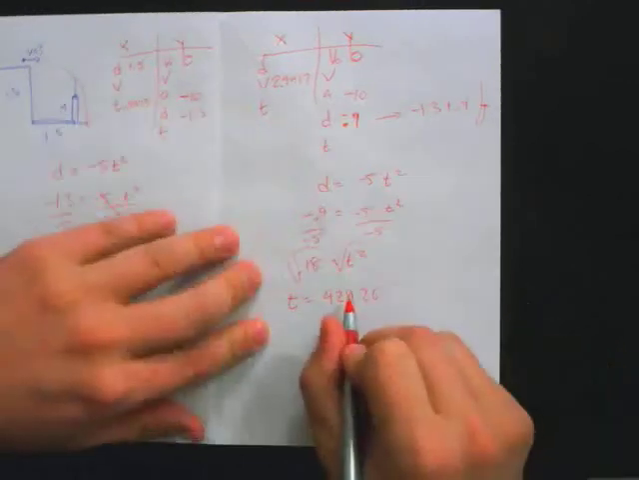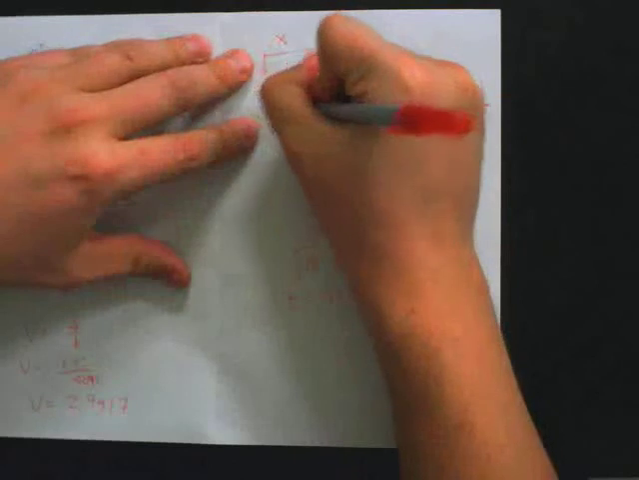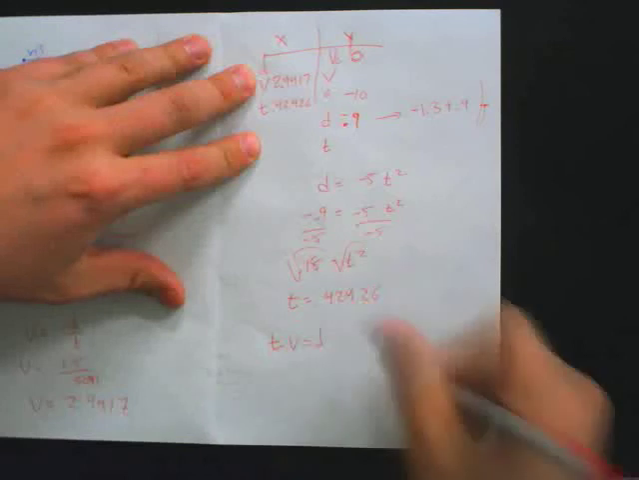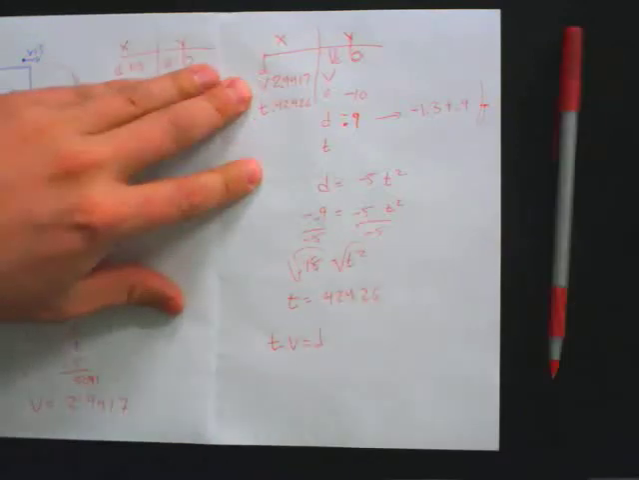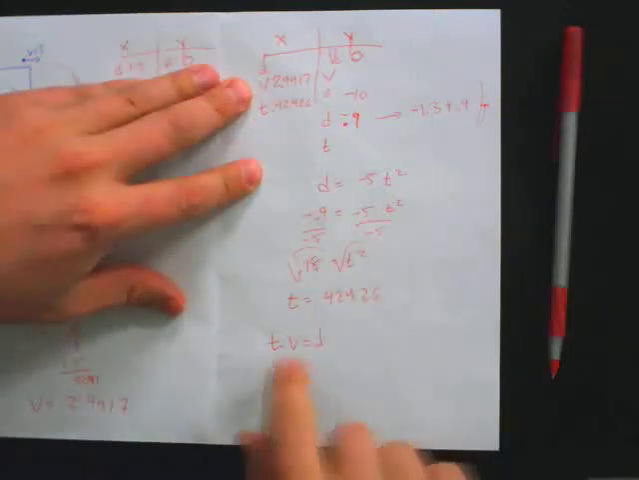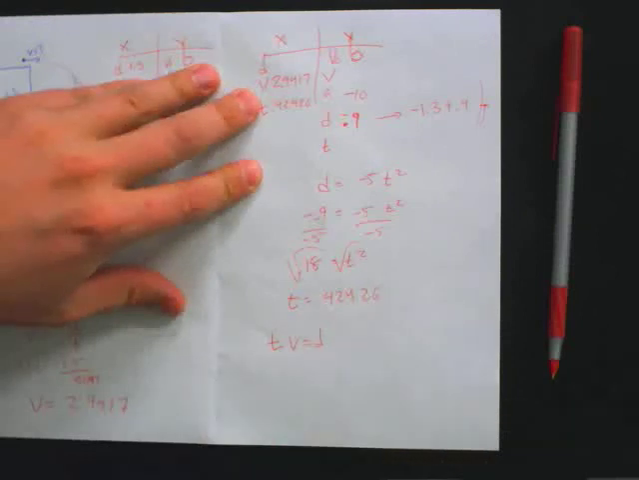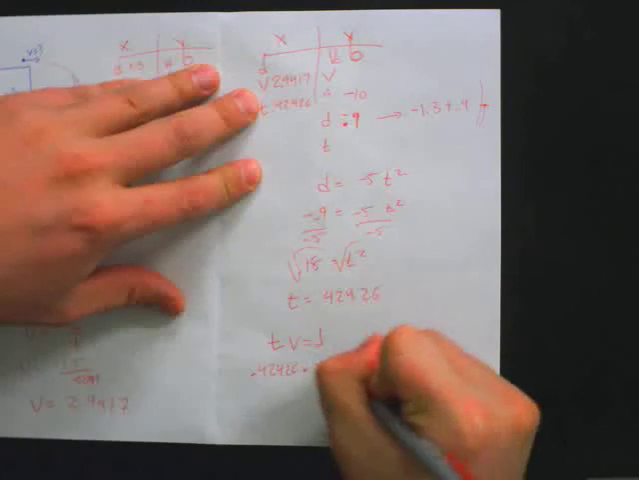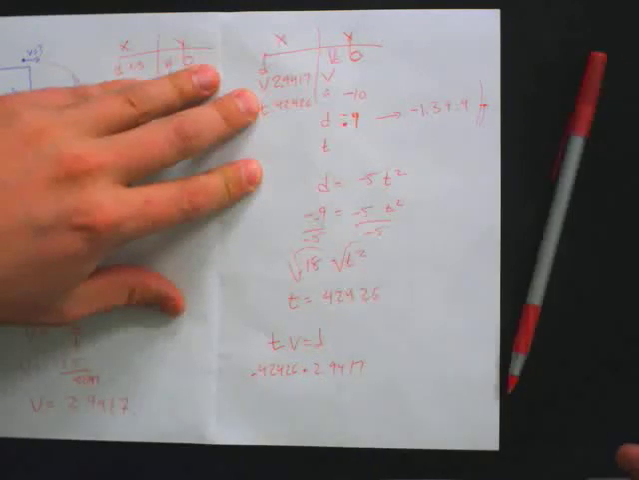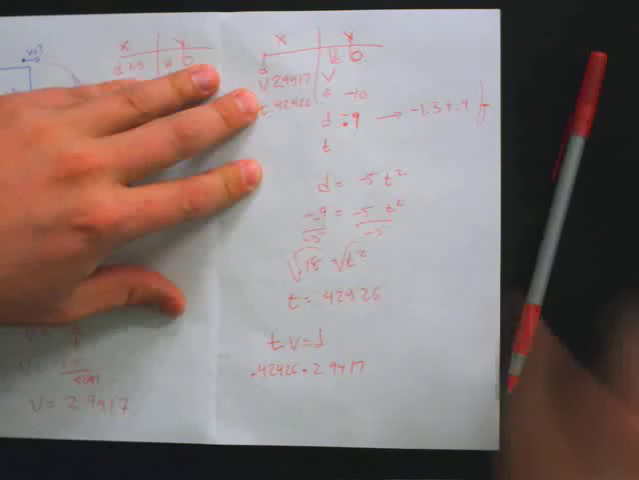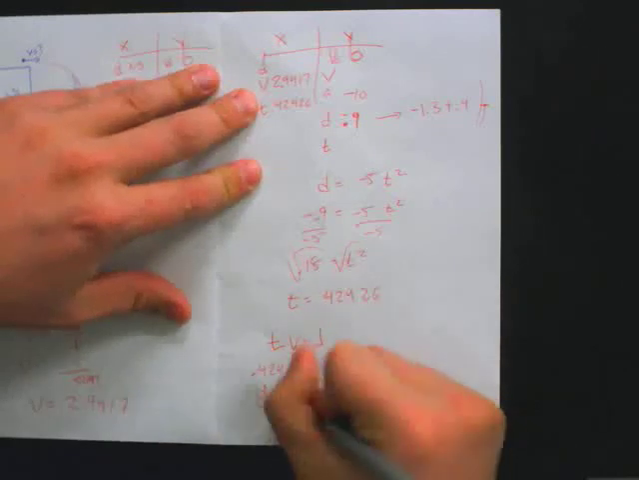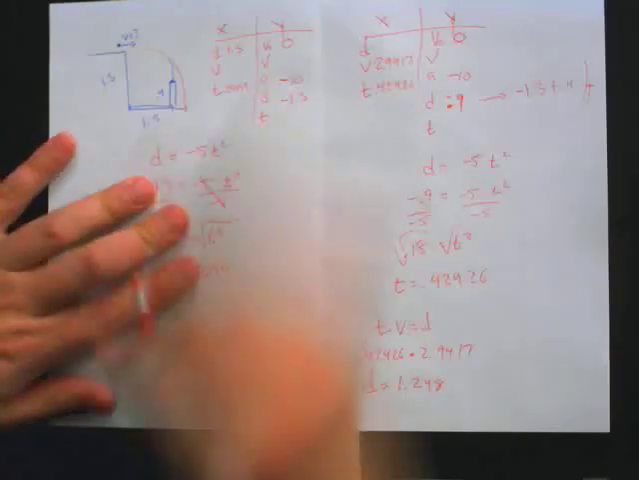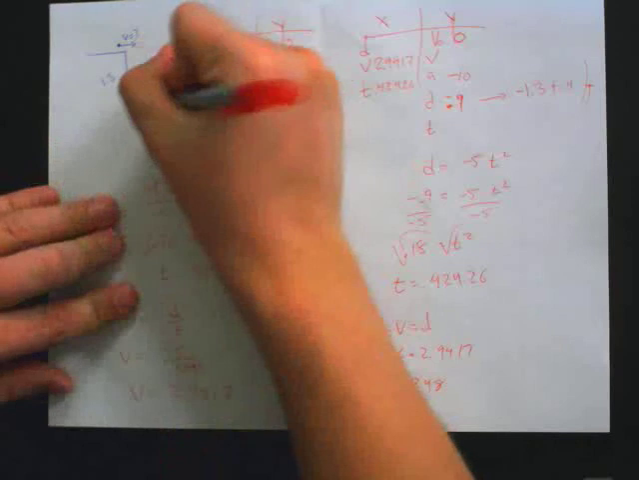Now we can take that number and plug it in here, 0.42426, and we can use the v times t equals d equation, and so we get that number times our old velocity. So 0.42426 times 2.9417, and we get that our displacement is now going to be 1.248. So instead of going over 1.5 meters, we're going over only 1.248 meters.